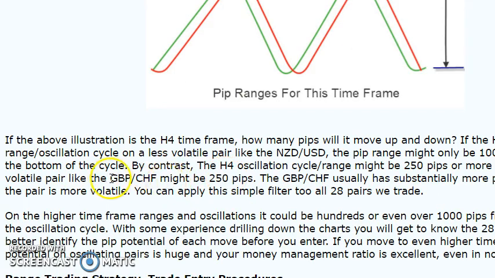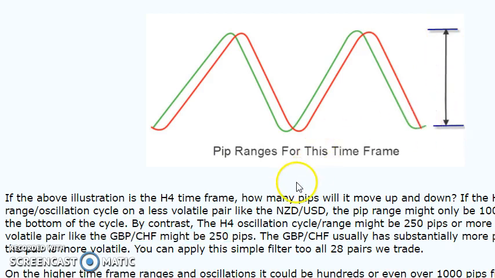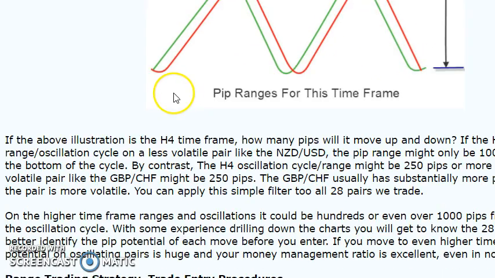If you go to a pair, remember this is for 28 pairs, and this is the H4 time frame on a pair like the pound Swiss, this magnitude of pips, which I'll call the amplitude, the difference between the top and the bottom of the curve, might be 250 pips. And on some you can get 300 to 400 pips easily on the D1 time frame. We'll show you an example below.